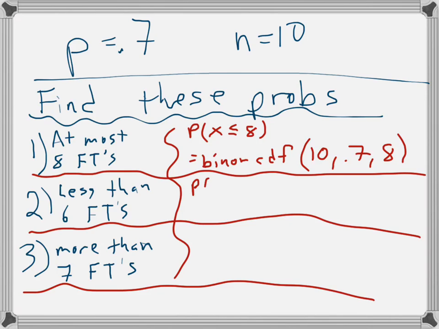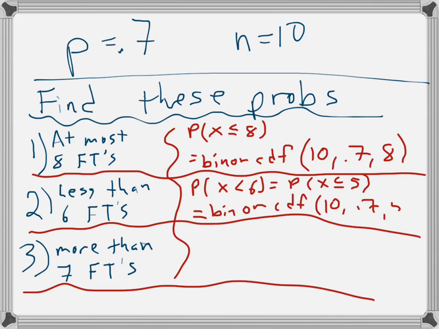This next problem, however, states the probability that x is strictly less than 6. This is different because 6 is not a possible solution. We have to write this in a less than or equal to kind of way. So now it's the probability that x is less than or equal to 5, which is binomial CDF 10, 0.7, 5. Once you've rewritten this as the probability that x is less than or equal to 5, or x is less than or equal to 7, or x is less than or equal to 8, then the rest of the problem is easy.